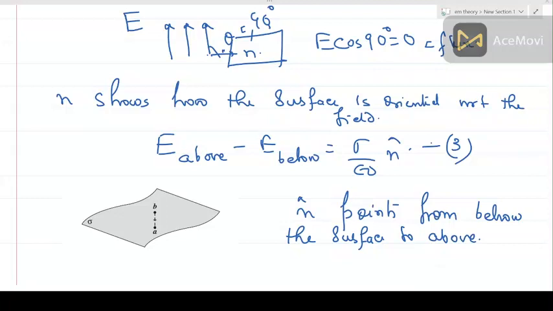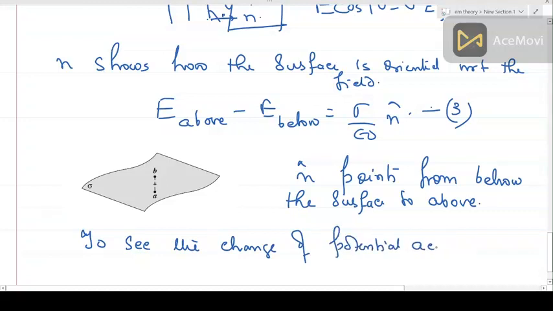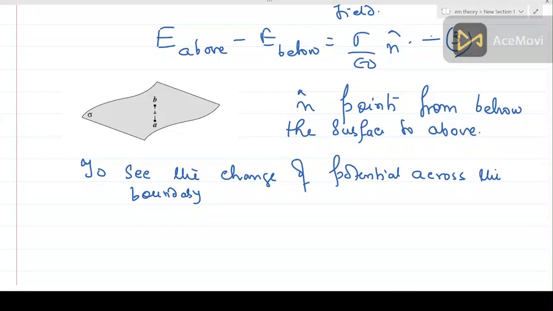Now this is the case of your electric field. Now what about the potential? How can you study the potential? To see the change of potential across the boundary, what do we use? Potential is a scalar quantity, so it is much easier to deal with. So we write potential above minus potential below.